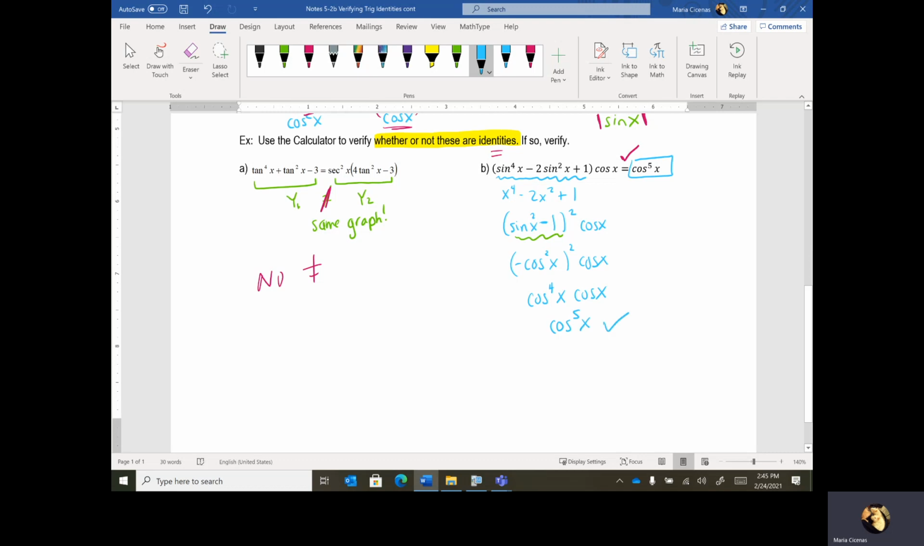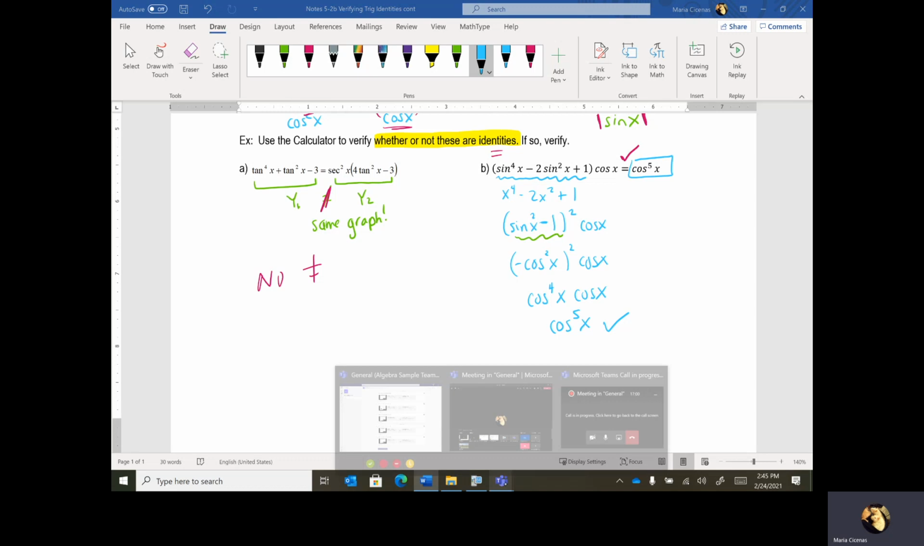All right, so you'll still be verifying. Towards the end of the assignment, you will be using your calculator to make sure it does work first. So good luck with that.